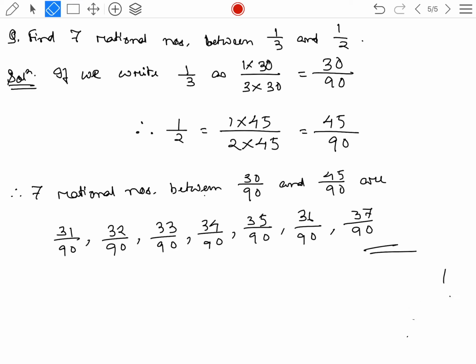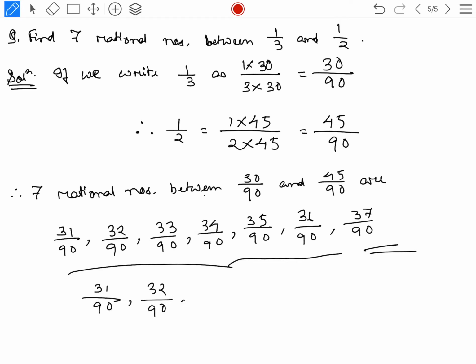If the question asks to find 100 rational numbers, we can find. Understood? Because such type of questions you will get in your exercises. Okay, so if it is given to find 10, 15, 20, 100, 1000, you can find. No need to keep on writing all these rational numbers. This one you can simply write as 31 by 90, 32 by 90, and so on, and the last one you have to write is 37 by 90. So these are the 7 rational numbers between 1 by 3 and 1 by 2.